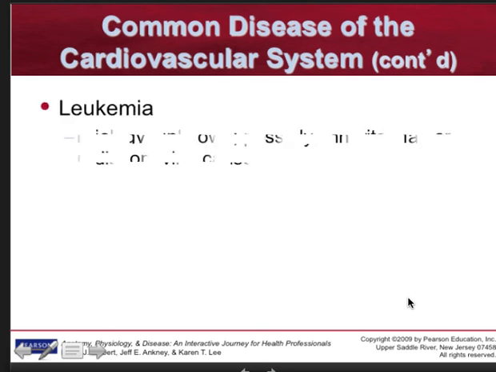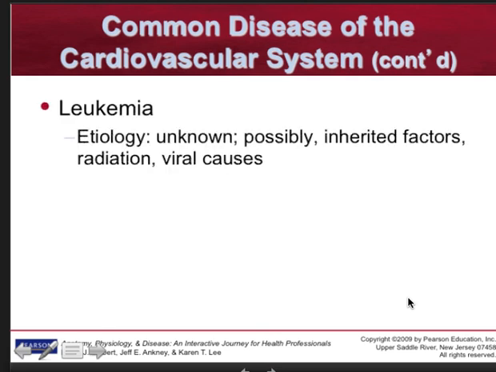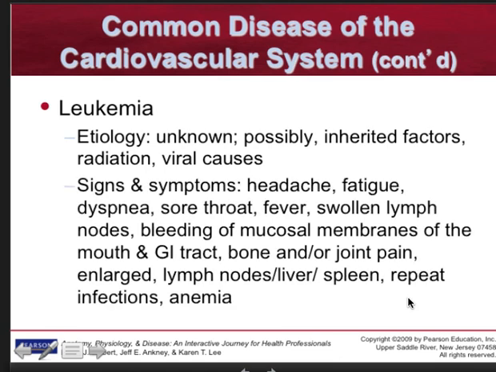Leukemia is white blood cell cancer, and sometimes it's idiopathic, but sometimes it can be inherited or can be caused by viral infection. Signs and symptoms include headache, fatigue, dyspnea, sore throat, fever, swollen lymph nodes, bleeding of the mucosal membranes of the mouth and the GI, bone or joint pain, enlarged lymph nodes, large liver or spleen, repeat infections, and anemia. By the way, there are terms for these. Enlarged liver is hepatomegaly, enlarged spleen, splenomegaly, and lymph node swelling is lymphedema. Okay, so keep an eye out for those in your medical terminology class.